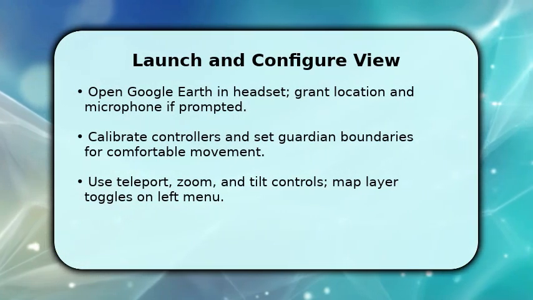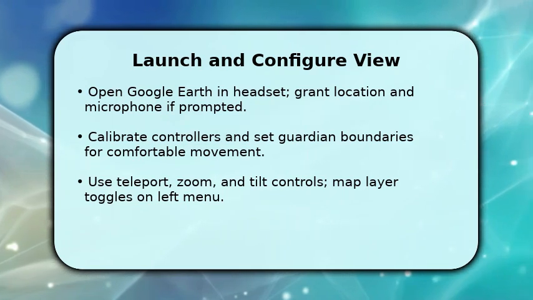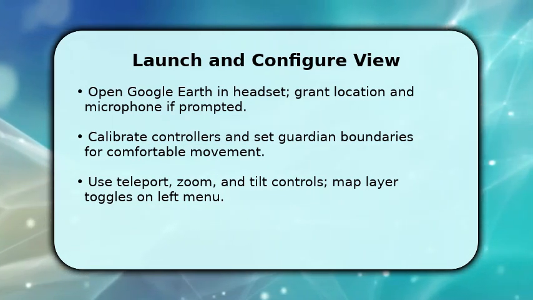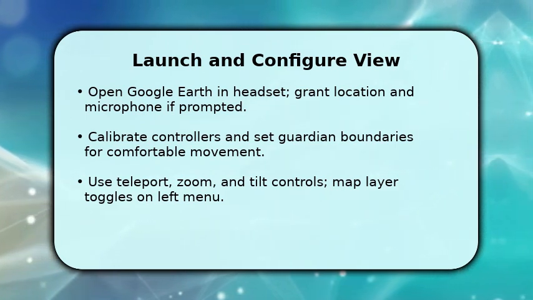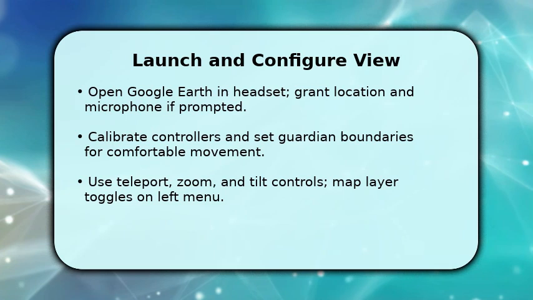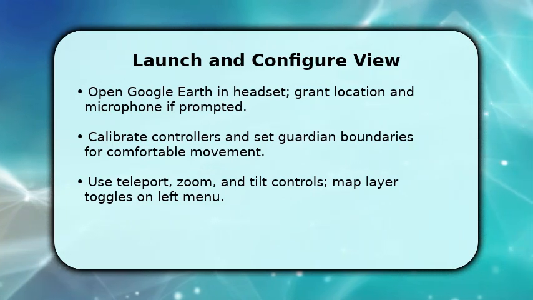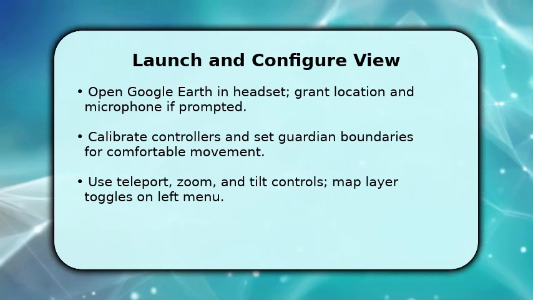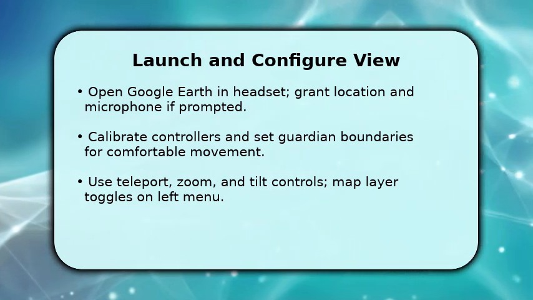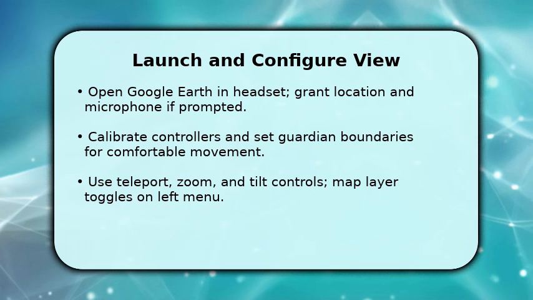Once Google Earth is running, grant required permissions so places and voice search work correctly. Adjust your guardian and seating position to avoid collisions, then calibrate the controllers to ensure pointer accuracy. Use the joystick or grab gestures to teleport across cities, pinch or joystick to zoom, and hold the right trigger while moving to tilt for angled views.